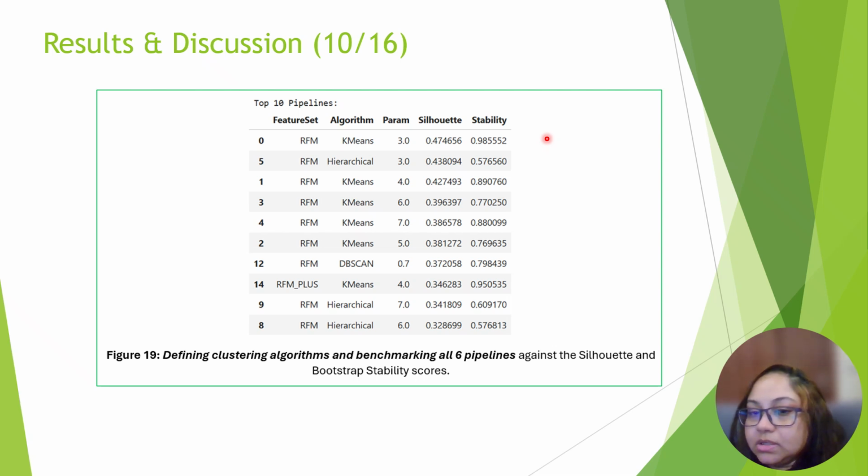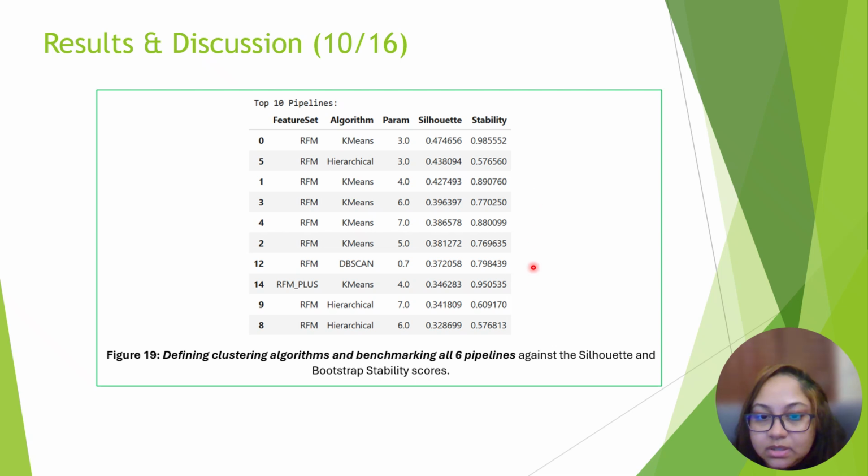Secondly, hierarchical agglomerative with Ward linkage, k equals 3 on RFM. So this ranks second by silhouette score 0.438 but is also notably less stable, with a 0.585 bootstrap stability score. So this suggests more variability across bootstrap samples.